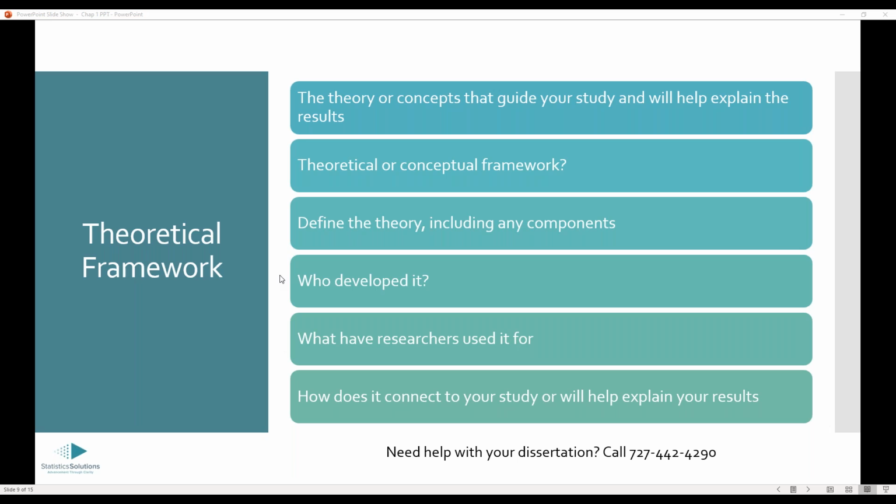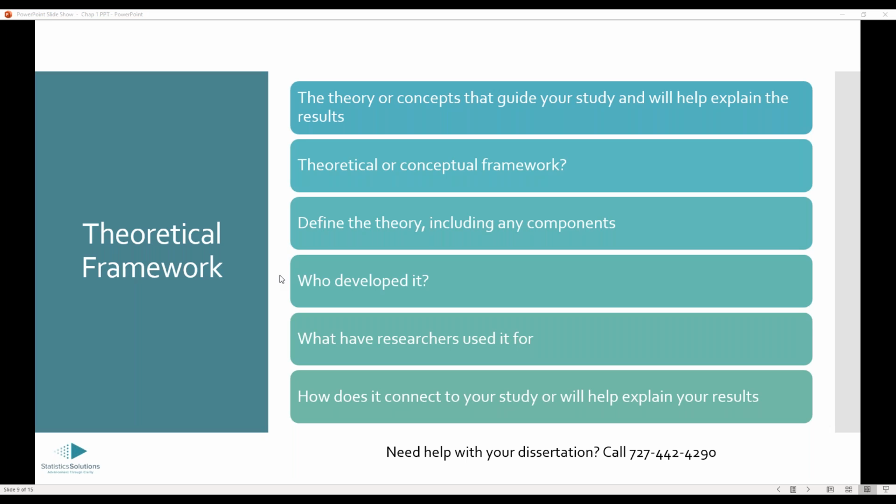You know, there's a lot of slippage with these terms, theoretical and conceptual, that I don't think we really need to understand. Just know that basically you go with what your chair or your school recommends. But again, typically theoretical for quantitative, conceptual for qualitative. And essentially what you do in this section is you define the theory that you're going to be using. Or just come out and say, transformational leadership theory or whatever it is will serve as a theoretical framework for this study.